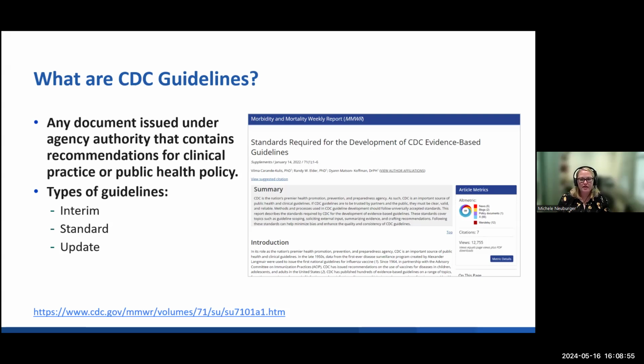Interim are guidances or guidelines that are created typically in new situations when there's emerging evidence, and they may be expected to change as new evidence becomes available. They're meant to respond to emerging issues or threats. Standard guidelines are some of the ones you're probably used to seeing in infection control. Those are typically based on scientific reviews of evidence and are the evidence-based guidelines you're used to seeing. And then updates are when we update existing recommendations with new evidence and new science.